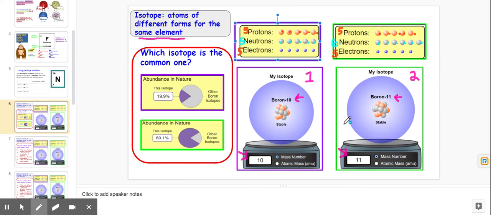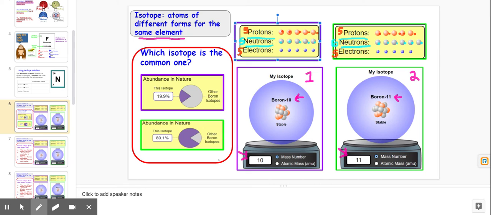So neutron number is the difference in isotopes. Each isotope has a different number of neutrons. Neutrons are the difference between each isotope of an element. Now, there is also something that factors into this in terms of how they affect the average atomic mass.